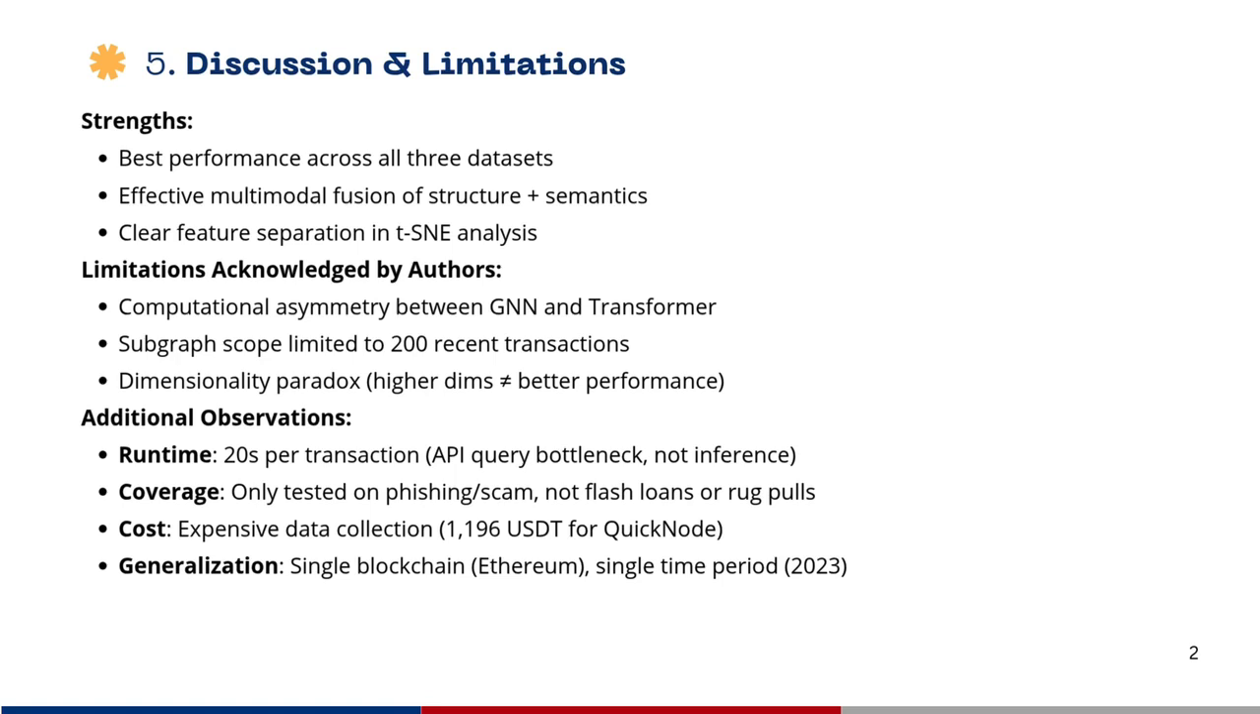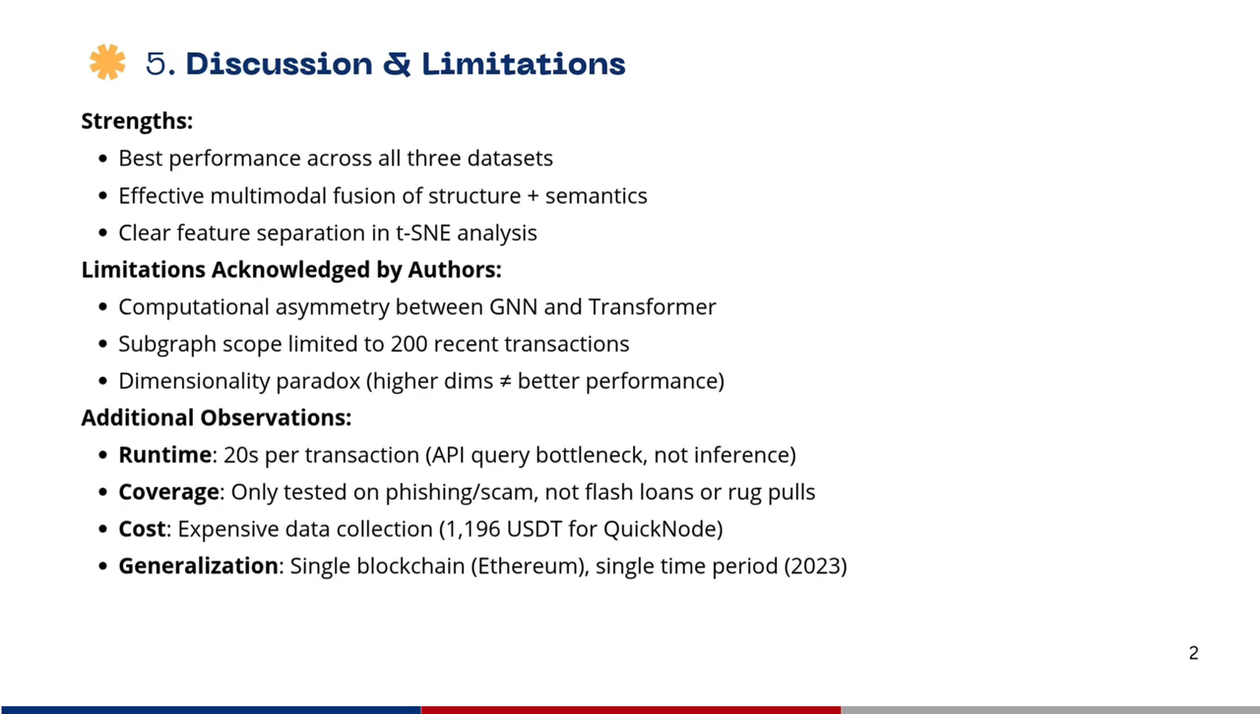Now let's discuss the strengths and limitations of this proposed approach. The strengths are clear. The TrxGNNBERT achieves the best performance across all the three datasets, effectively fusing structure and semantics. However, there are some limitations. First, there is computational asymmetry between GNN and Transformer. The GNN can have unpredictable memory usage with dense graphs. Second, they limit the subgraph to 200 distant transactions, which might miss long-range attack patterns.